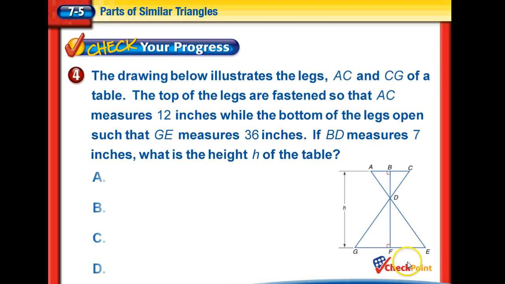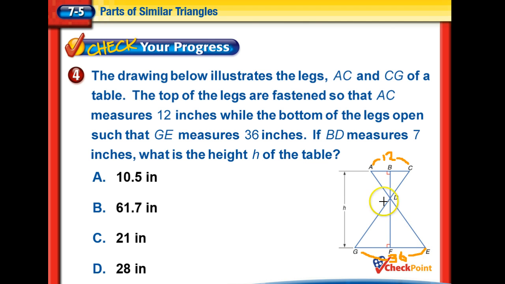Here is your last question to work on, and I want you to put this drawing in your notes and label your parts and pieces. So AC and GC are legs of a table. The top of the legs are fastened so that AC measures 12 inches. So from there all the way to there is 12. GE from there all the way over measures 36 inches. BD measures 7 inches. So what's the height H of the table?